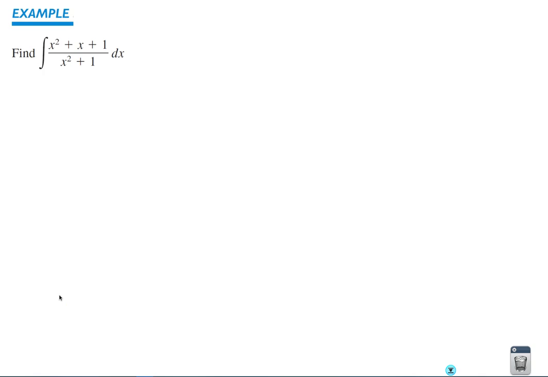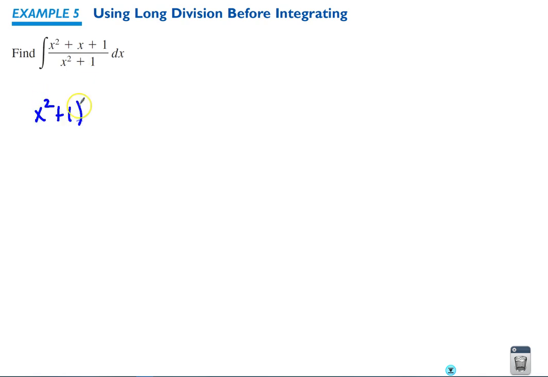Well, I know that x squared goes into x squared. So I'm going to do, I think the title of what we're going to do, yeah, using long division before integrating. I know that it's everyone's absolute favorite. So I'm going to go ahead and divide this top expression by the denominator and see if I can make life a little bit easier. So I've got x squared plus 1 on the outside, and x squared plus x plus 1.